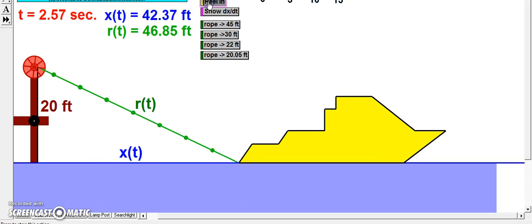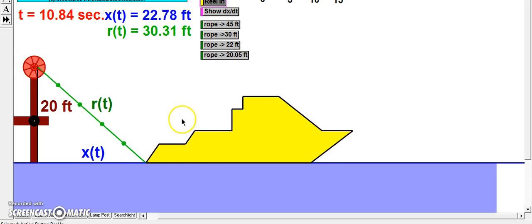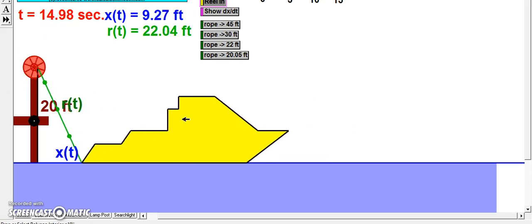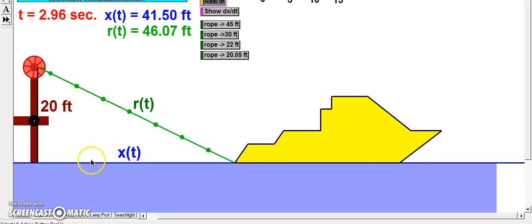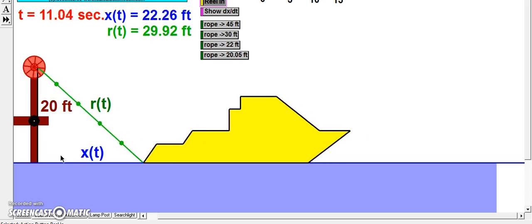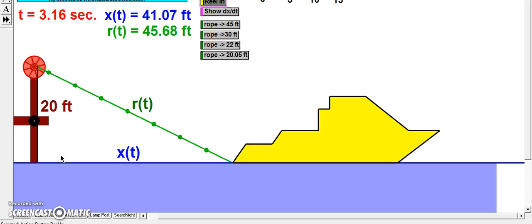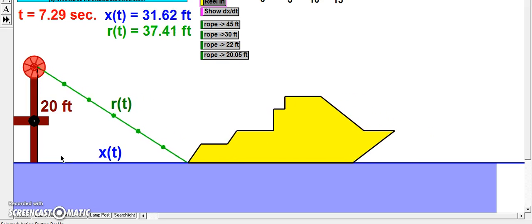So let me get this boat moving here. So here's a boat. It's being reeled in. Here's the line that they're using to reel it in. And as you can see, at the last second, the boat seems to move a lot quicker. Remember, the rates of change are not constant throughout the entire problem. They change depending on when you stop the time and find the rates of change.